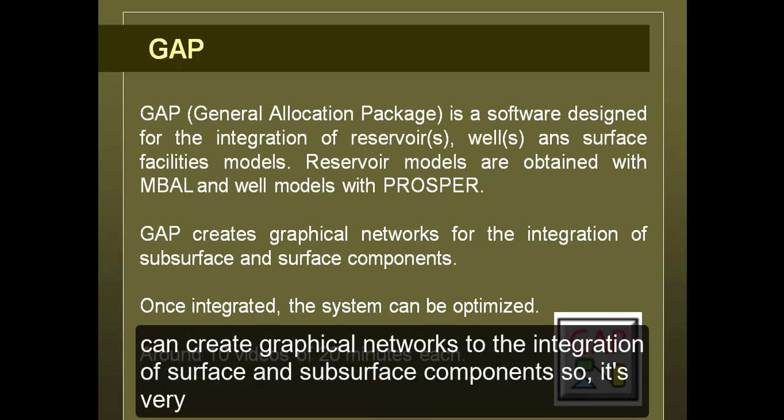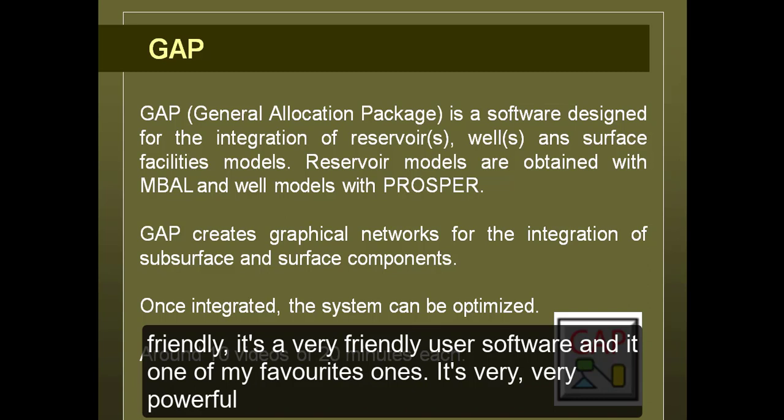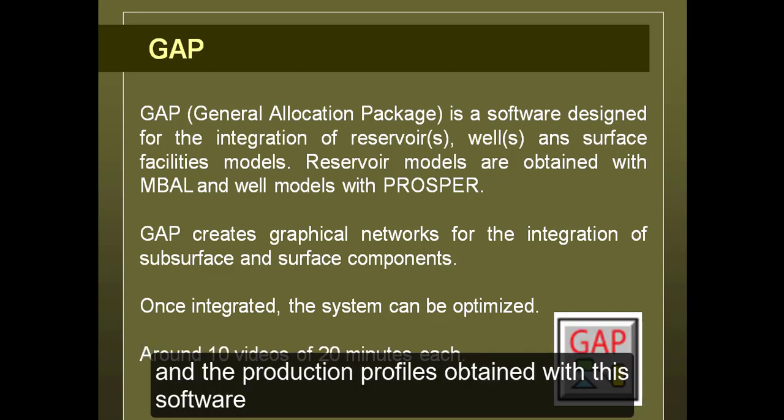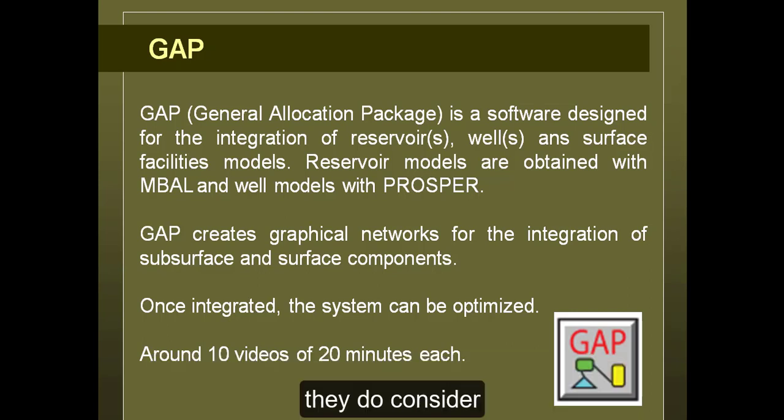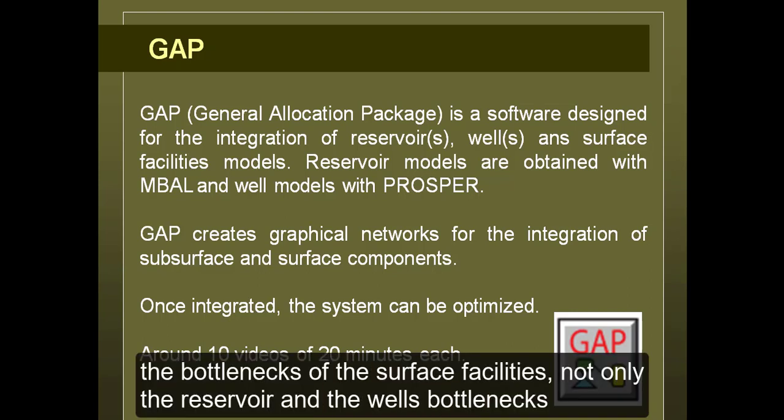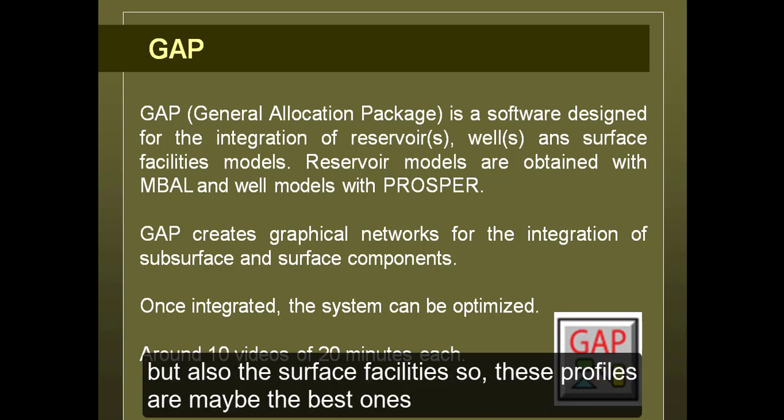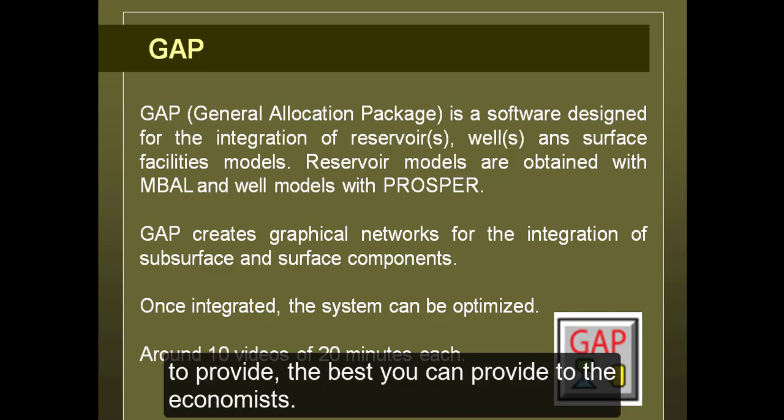GAP can create graphical networks for the integration of surface and subsurface components. It's a very friendly user software, and it's one of my favorite ones. It's very, very powerful, and the production profiles obtained with this software do consider the bottlenecks of the surface facilities, not only the reservoir and the wells bottlenecks. So these profiles are maybe the best ones you can provide to the economists.